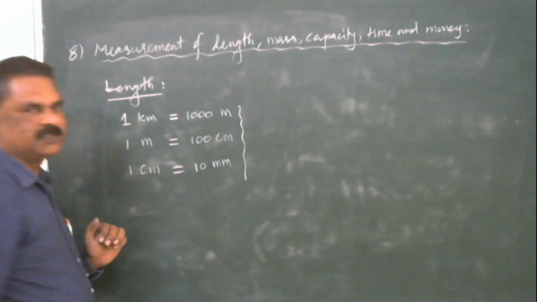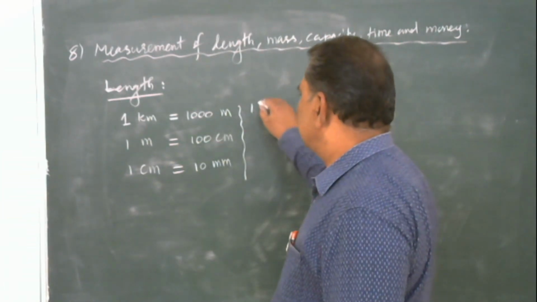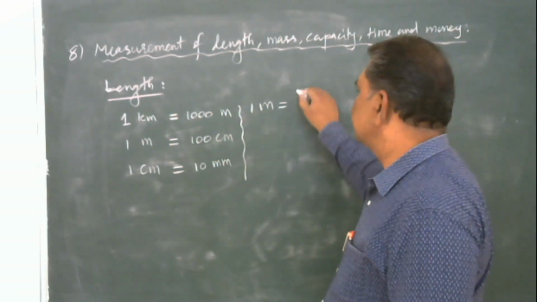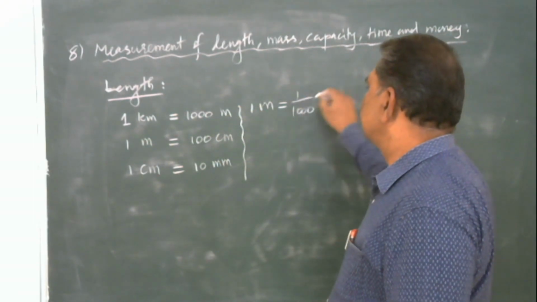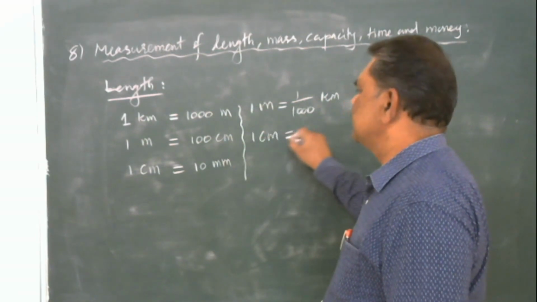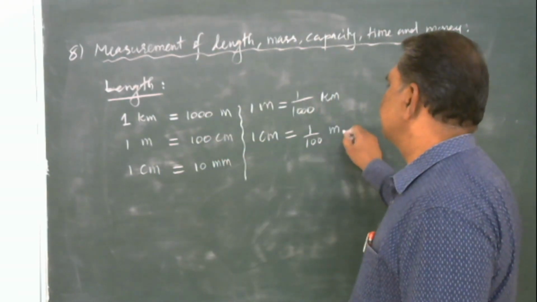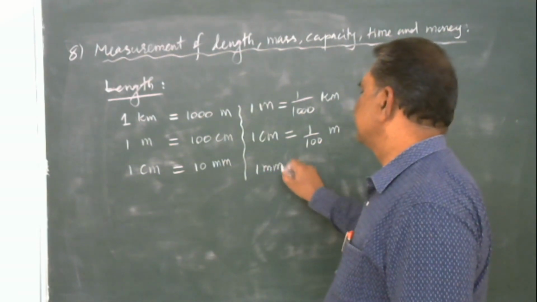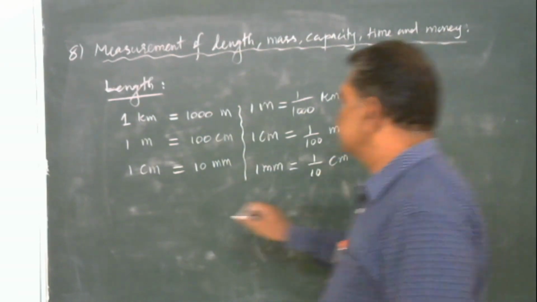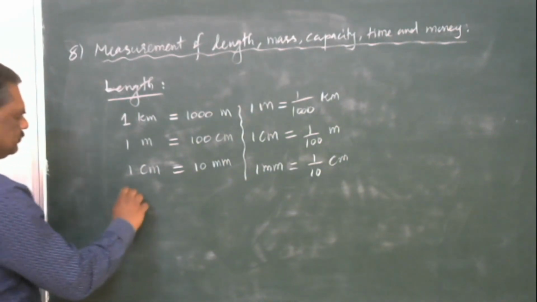And if you want to write the reverse process, 1 meter is equal to 1/1000th of a kilometer, 1 by 1000 of a kilometer. Similarly, 1 centimeter is equal to 1/100th of a meter, and 1 millimeter is equal to 1/10 of a centimeter. So this is regarding length. Next is mass, weight.